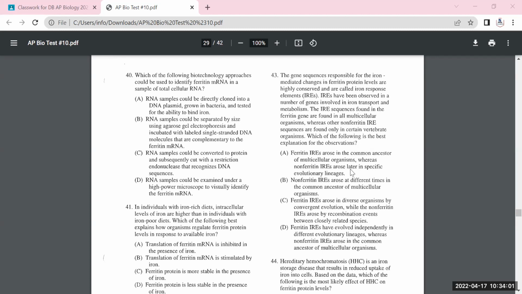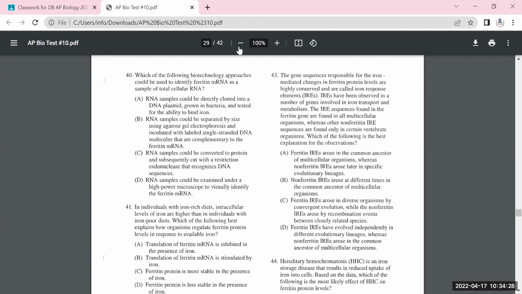Okay, so let's look through the choices. Ferritin IREs arose in the common ancestor of multicellular organisms, whereas non-ferritin IREs arose later in specific evolutionary lineages. Which makes sense because one is found in all, one is not.